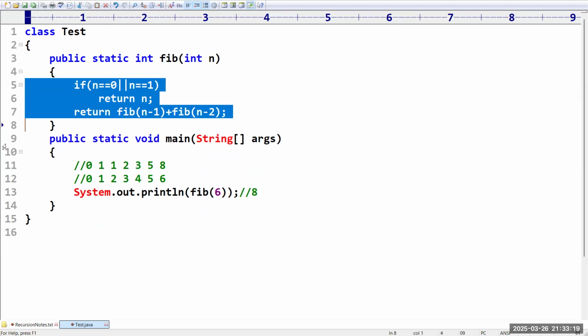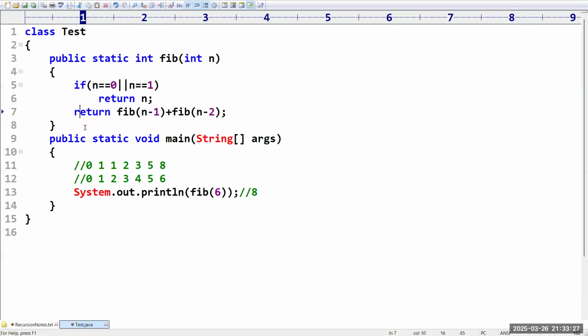It seems to be very easy, but the main intention is that you need to understand the diagram. If you are clear with the diagram, you can solve these kinds of problems any number of times. So how is the diagrammatic representation for this? First we are going to call Fibonacci of 6. There will be 2 method calls: Fibonacci of 6 minus 1, which is 5, and Fibonacci of 6 minus 2, which is 4. Correct, sir?